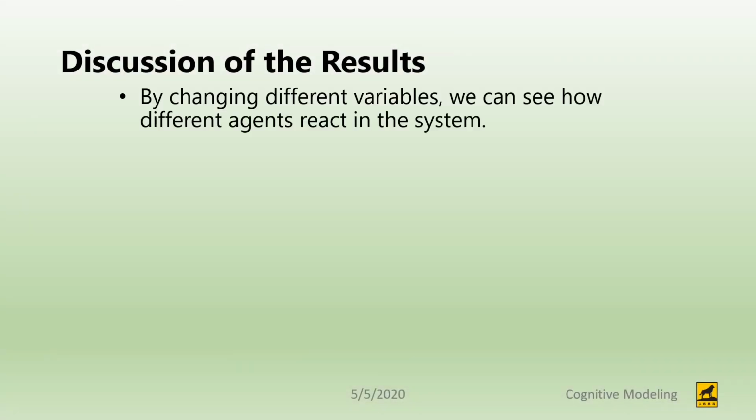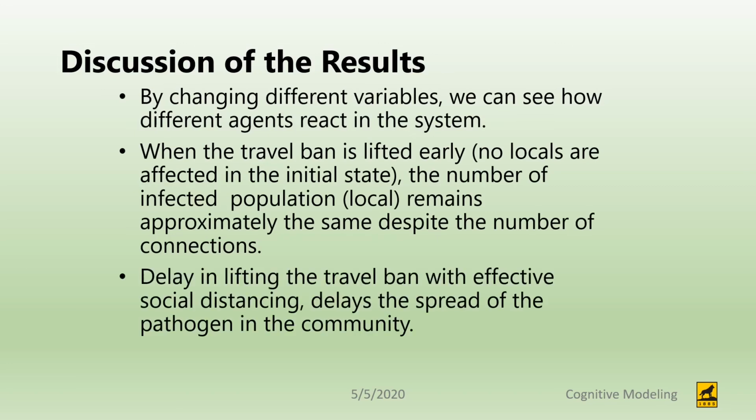Let us discuss the results of the simulations. By changing variables, we found different scenarios in the community. When no locals are infected and travel ban is lifted early, we found connection numbers do not matter in the final local infected tally. Delaying lifting of travel ban with social distancing slows down the spread of the pathogen in the community.